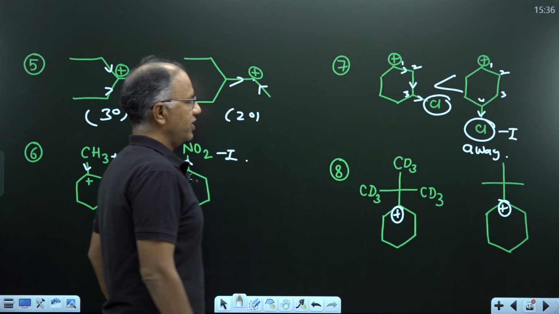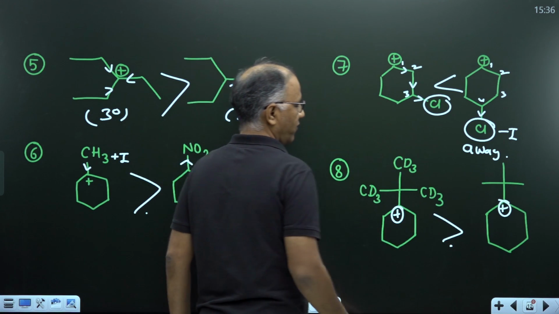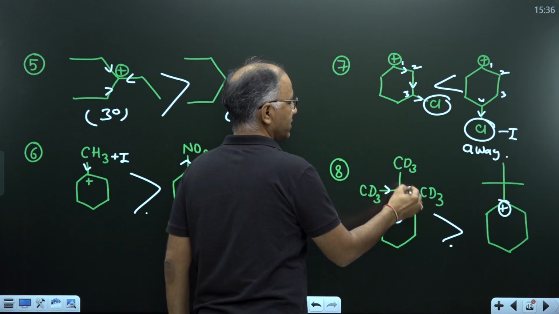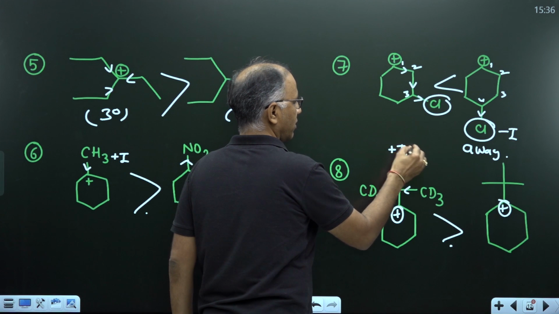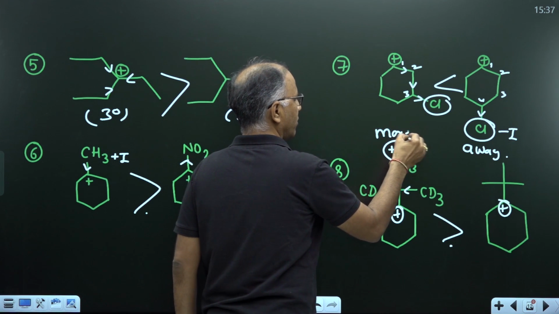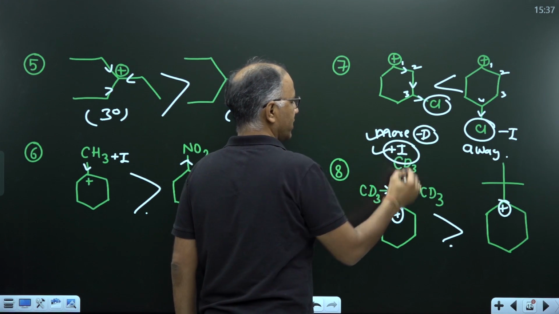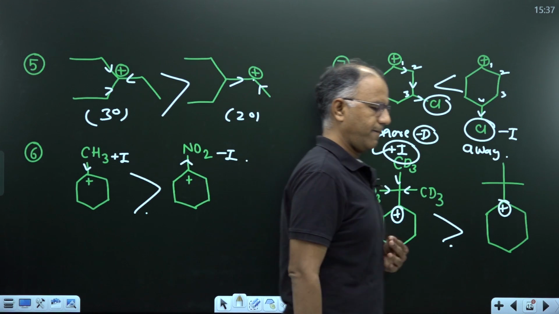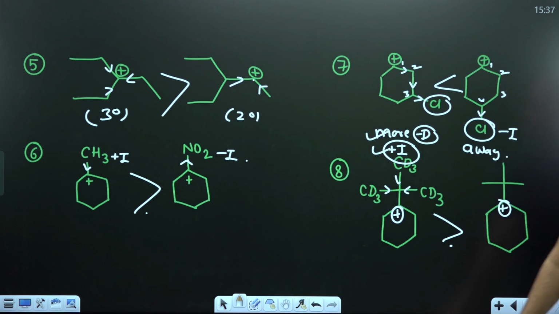Now in the eighth, the first is more stable than the second. Why? More deuterium, more plus I. More D, more plus I, more stable cation. Got it?